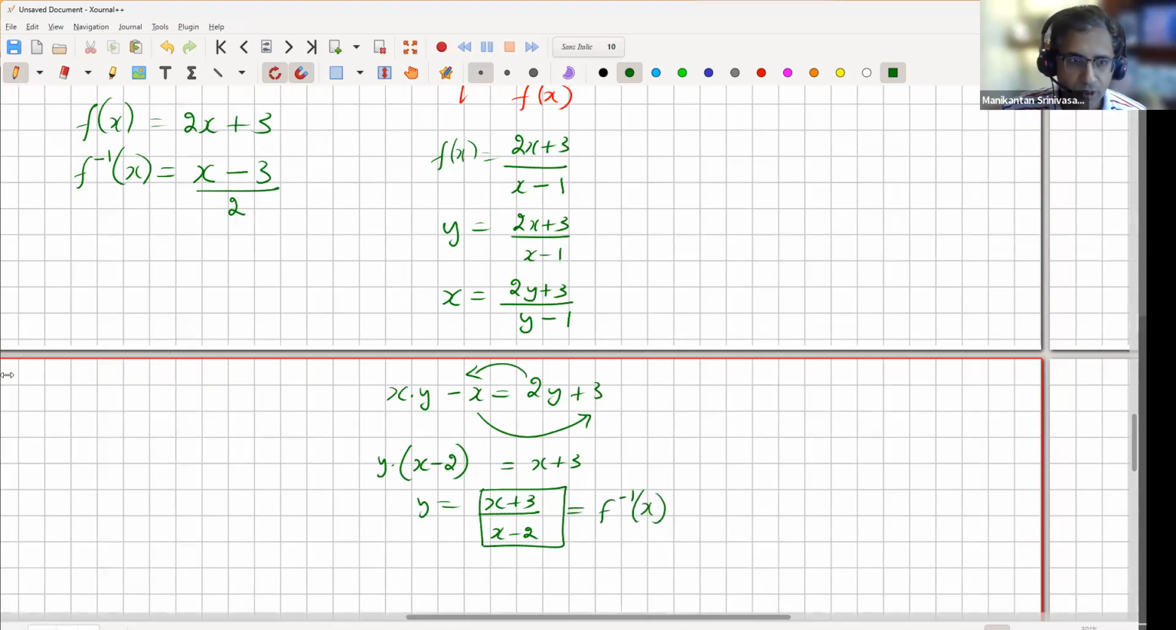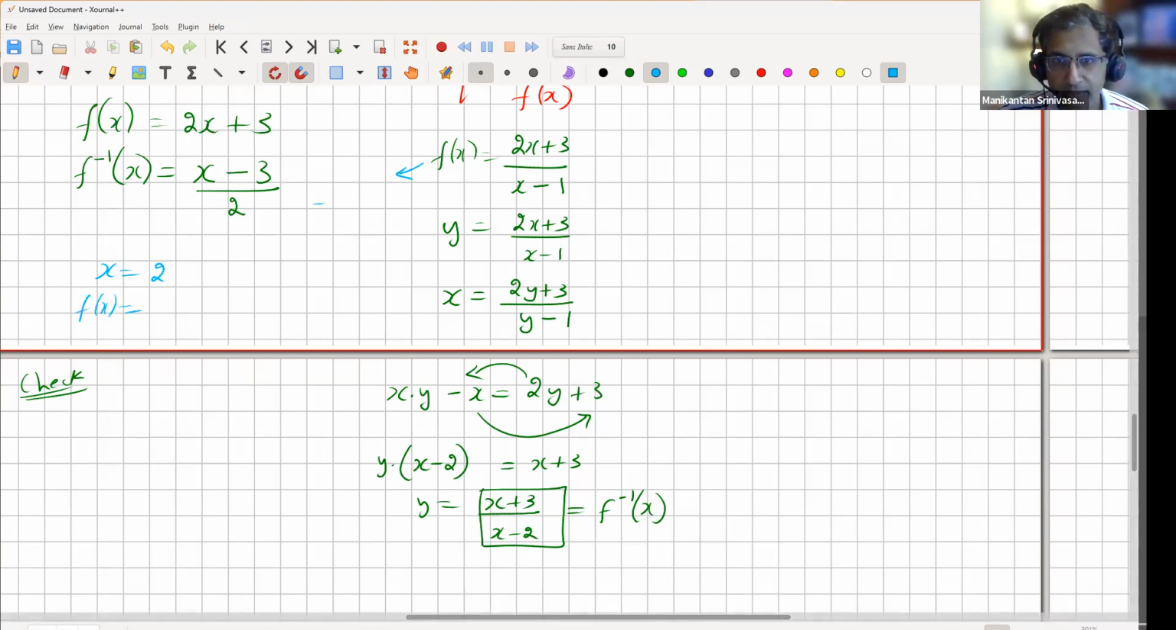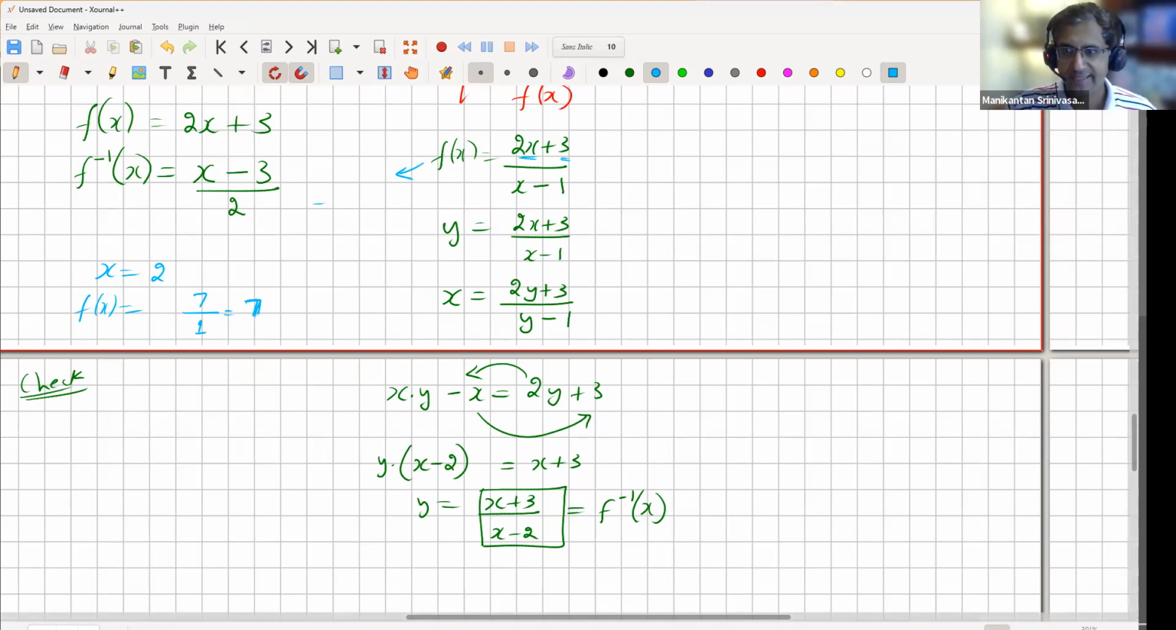Always good to check. So let's check one simple example. We have to go back here and check. Suppose my x is some simple example like 2. So what is my f of x? f of x is 2 times 2 plus 3, which is 7, upon 2 minus 1, which is 1, which is 7. So my f of x is 7.